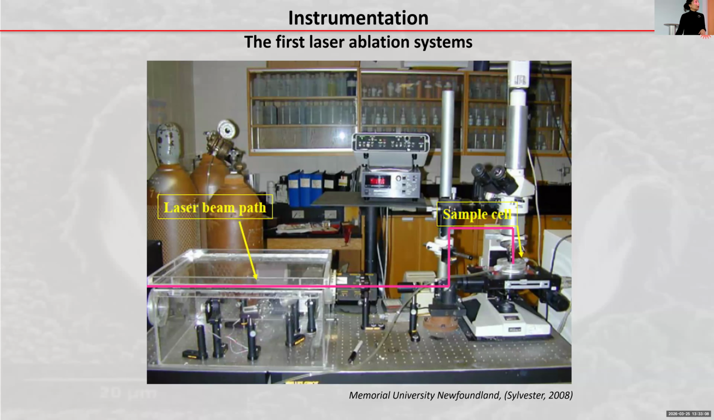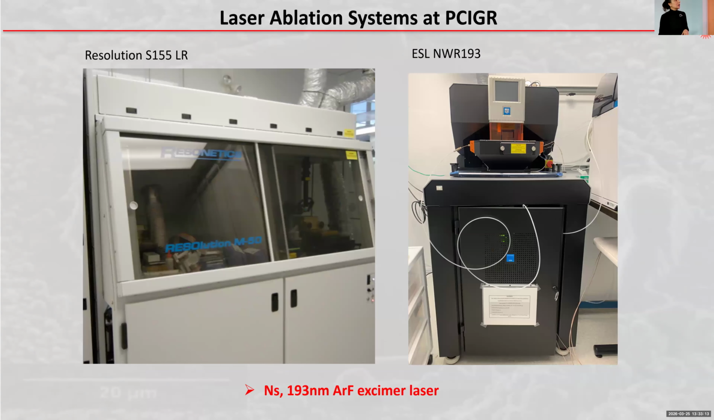So these were the first laser ablation systems. That's how they looked like. And these are the modern ones. And these are the two that we have at PCIGR. They're both 193 nanometers and a pulse laser, argon fluorine.